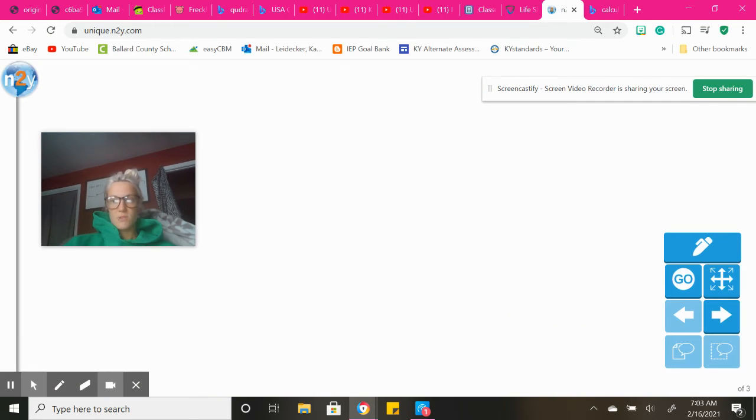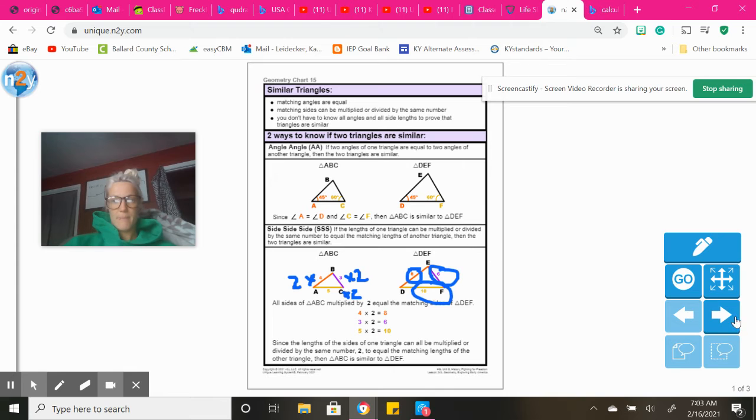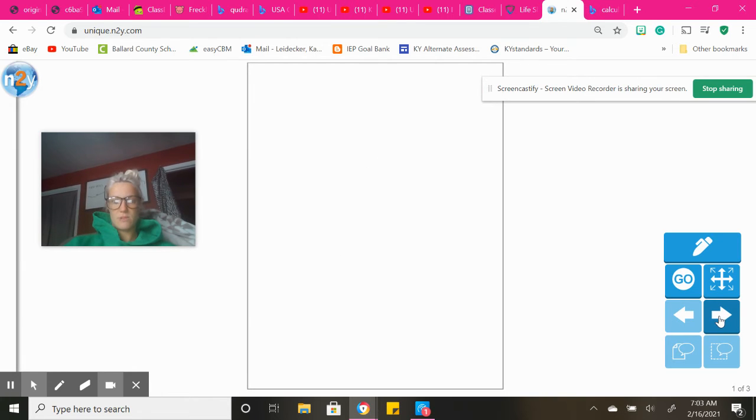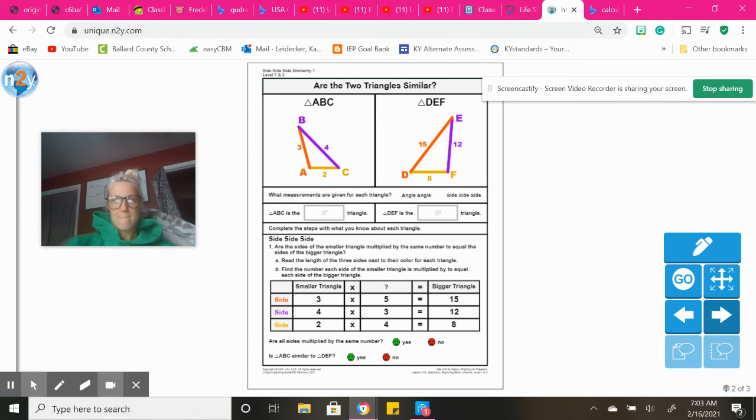Very last geometry box, we have, again, the same notes. Okay, so are the two triangles the same? Again, ABC triangle, DEF triangle. Now we have sides. So you see that they are counting up the sides. So we have side, side, side.